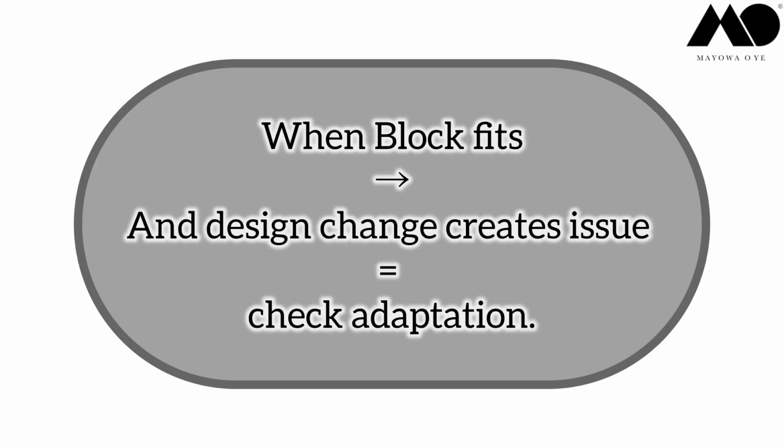When you add gathers, you need to decide how much volume or gathers you want, or where it should be distributed. When you create a style line, you need to decide whether that line is just visual or whether it is also shaping the garment. So if the block fits well, but the problem appears only after you adapt the design, then the adaptation is where you should investigate. And this is where many people get confused.